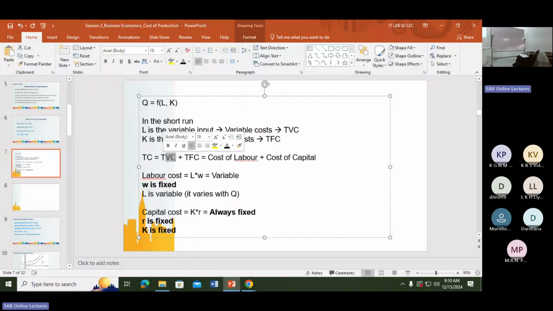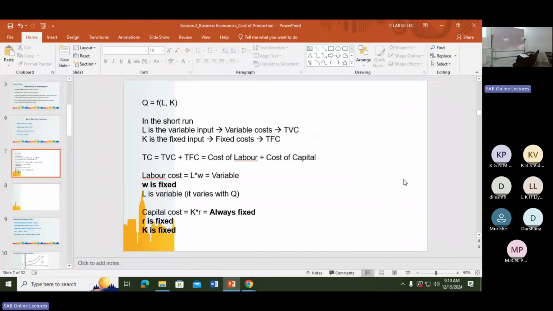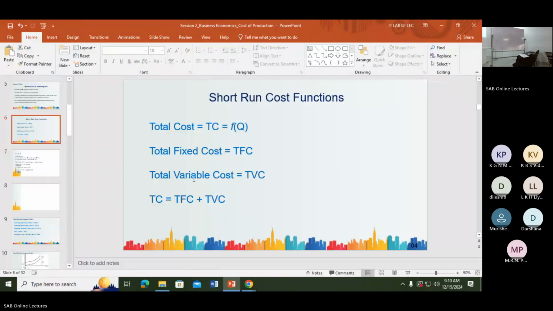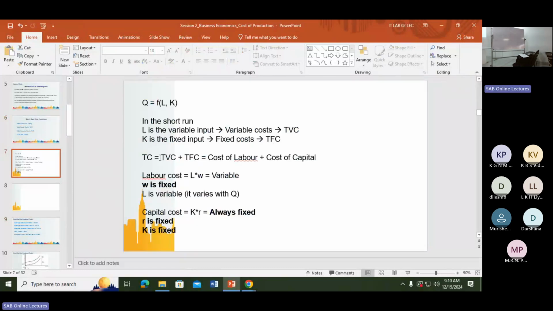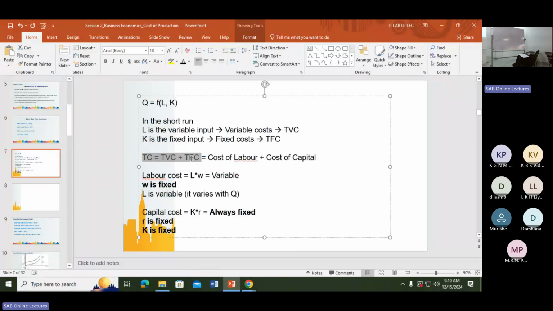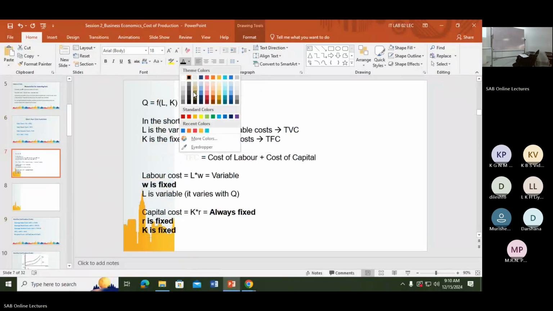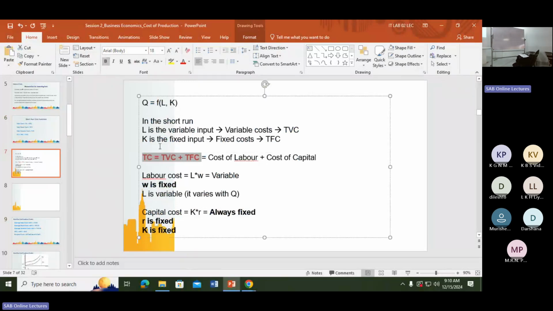Total variable cost is the cost incurred on labor. Total fixed cost is the cost incurred on capital. Based on these basic cost concepts, we derive several other cost concepts as well.